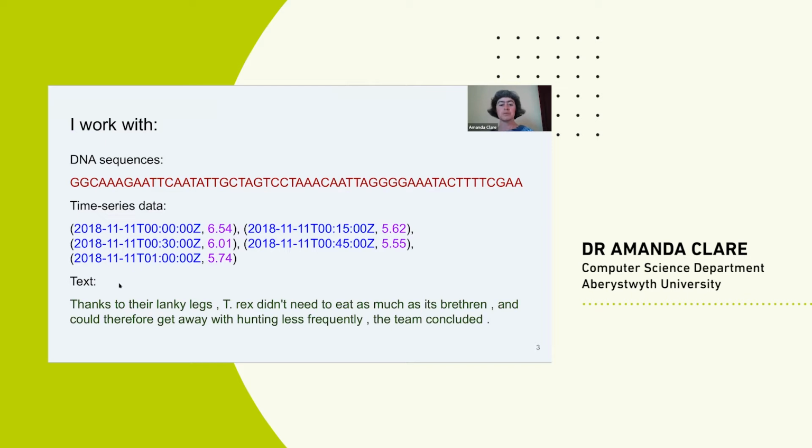And I also work with text as well. So I also do some natural language processing. And in text, we have a sequence of characters as well. And those characters are then blocked into words such as thanks, to, there. And those words are blocked into sentences, and sentences into paragraphs, and paragraphs into documents. But the sequence flows throughout.